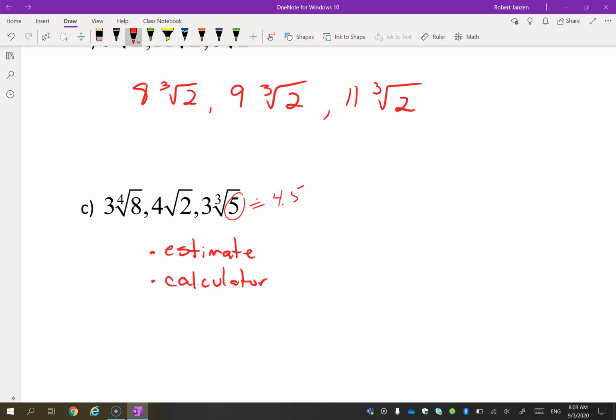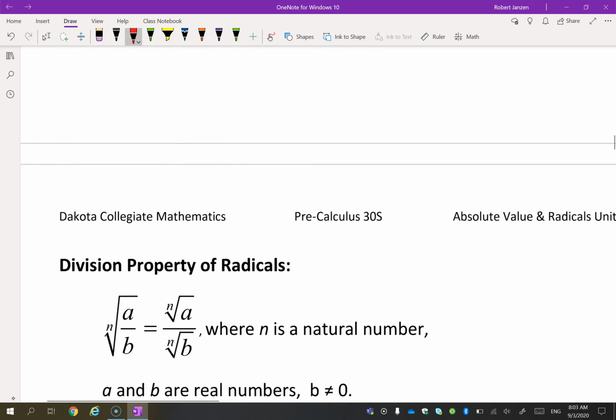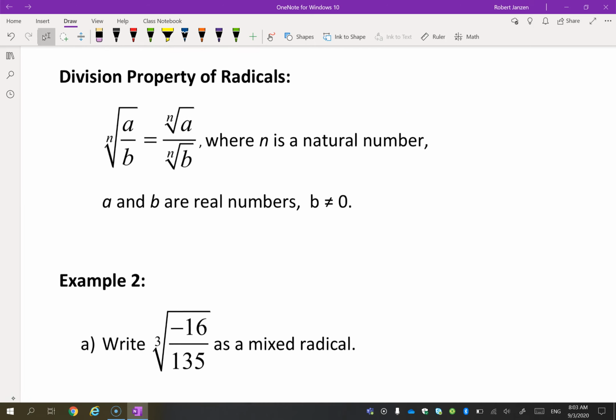Or you could do it this way. I know that root 2 is about 1.4. So I multiply that by 4, this is going to be about 5.6. But I won't ask you to do that. That's just estimating, not something you're going to need to do. All right.